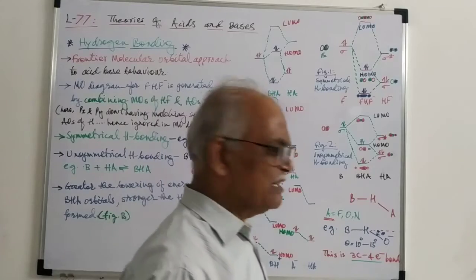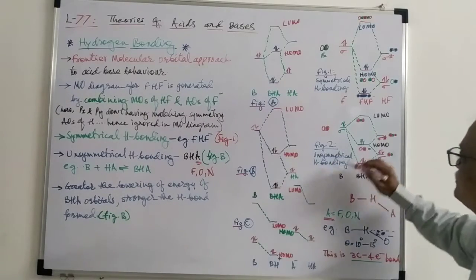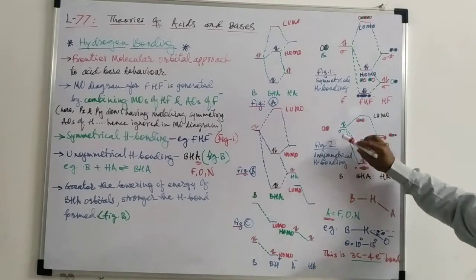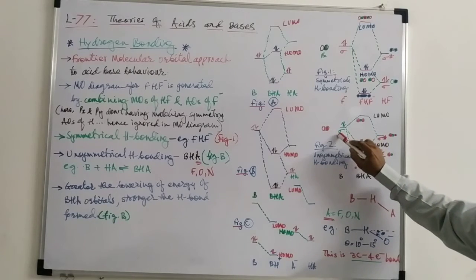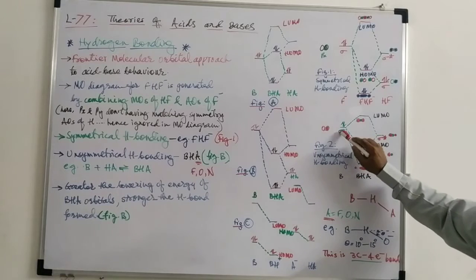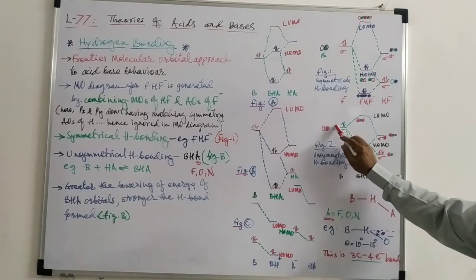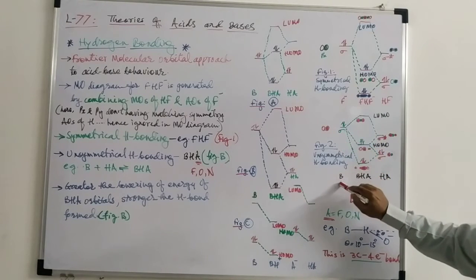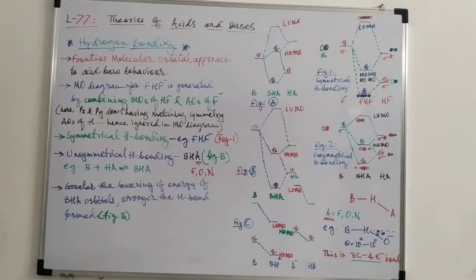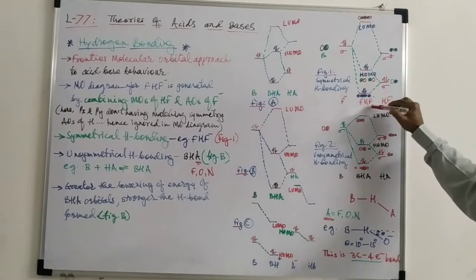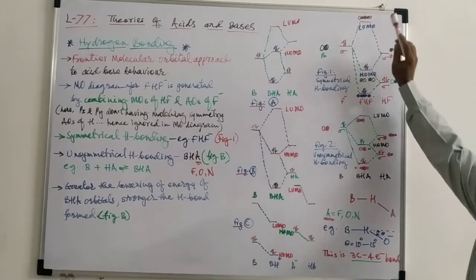So this is the another diagram, that is figure 2. You will find that boron has this sigma molecular orbital, that is the pz atomic orbital having an electron pair. So this can be considered as the HOMO for boron, and the higher orbital is the LUMO. Similarly here it is the HOMO for HA, and the LUMO which is vacant.